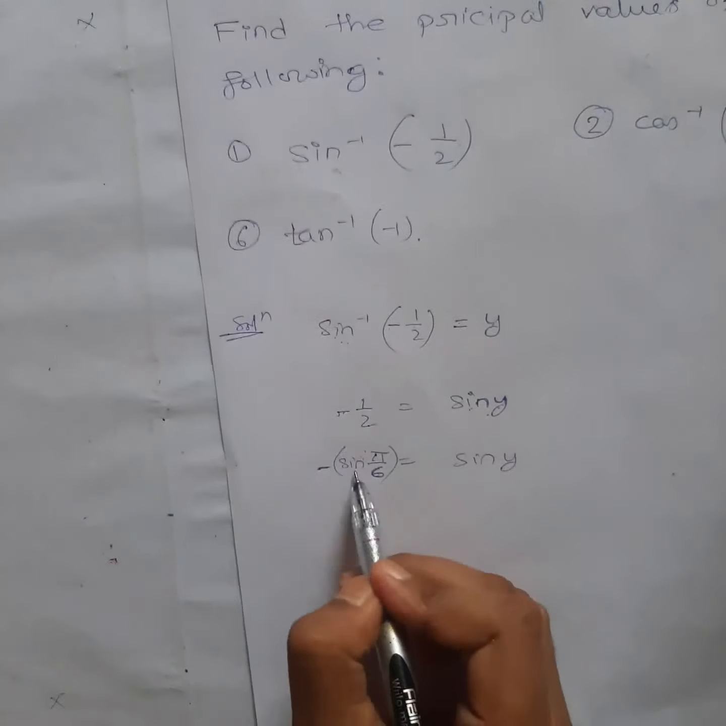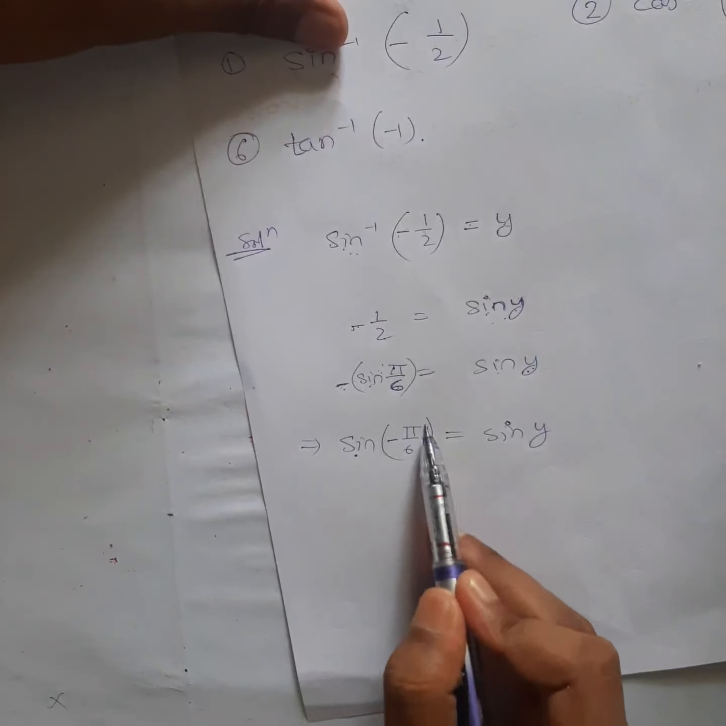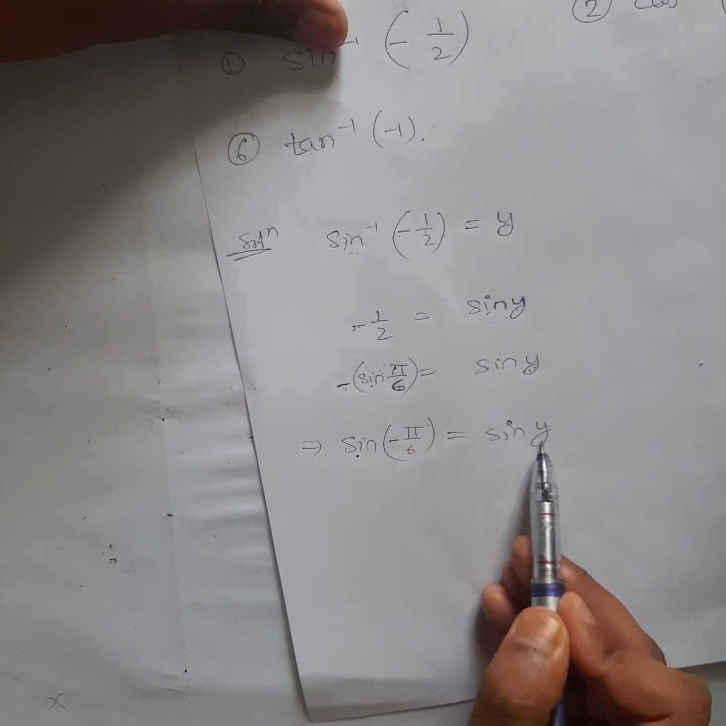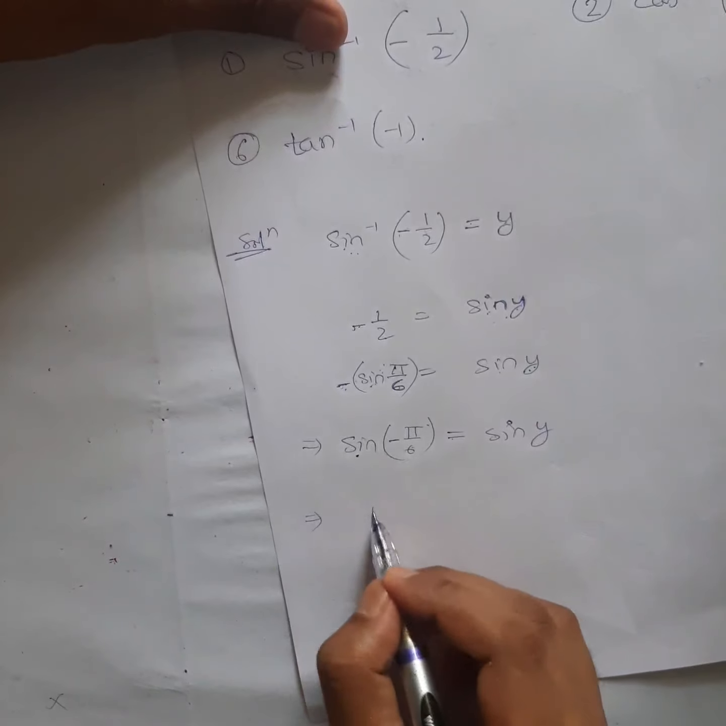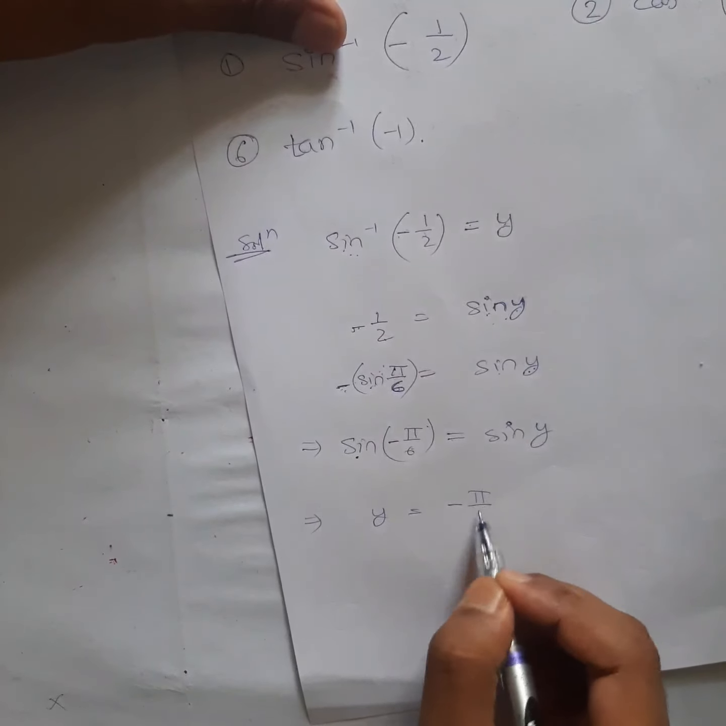Now see, in class 11 we have done this directly. Now you write sine y is equal to minus sine pi by 6. Now can I bring the minus inside? If I bring it inside, it will be minus pi by 6 here, and here it is sine of y. So you can see sine of this angle is equal to sine of this. So y, can I say it is equal to minus pi by 6?